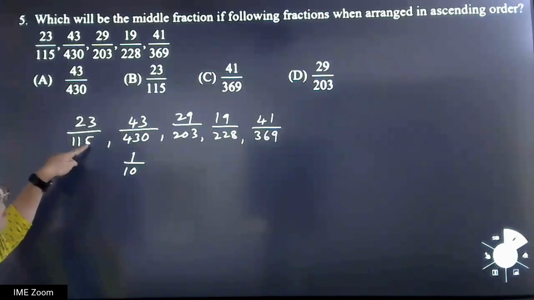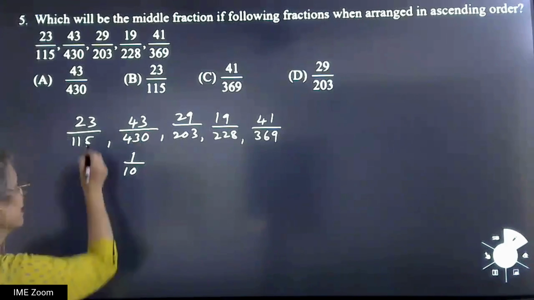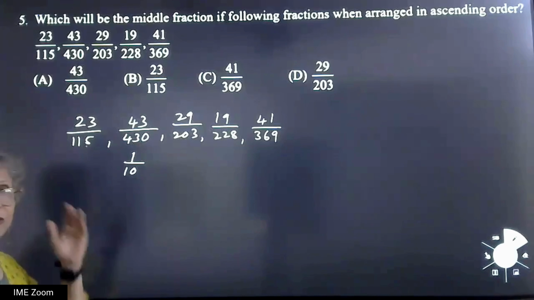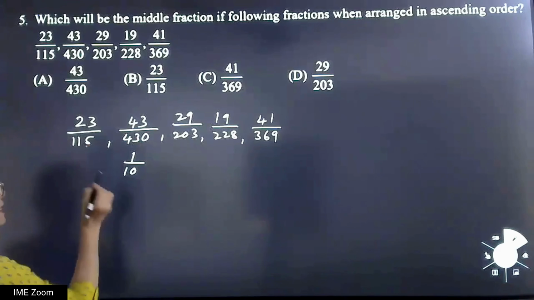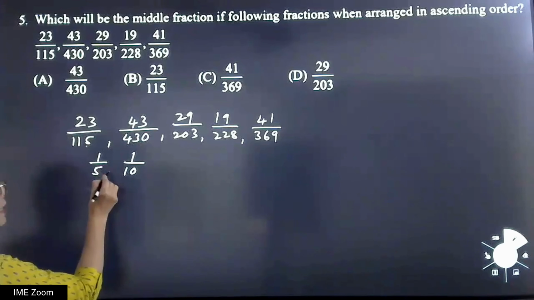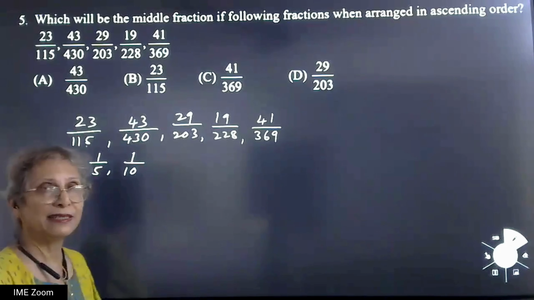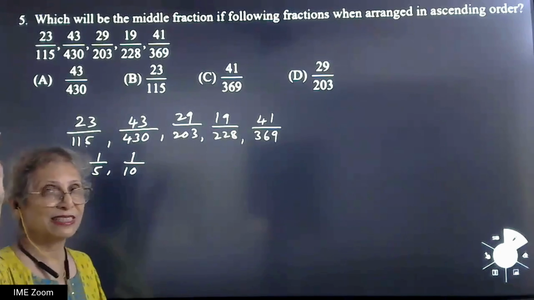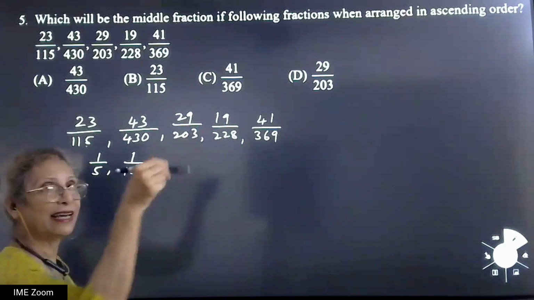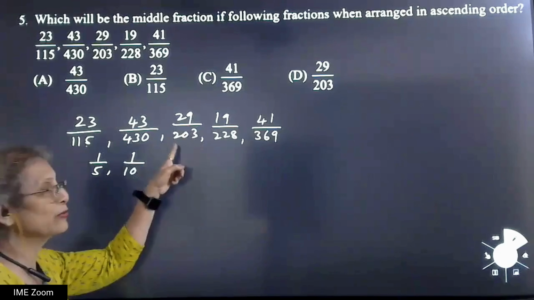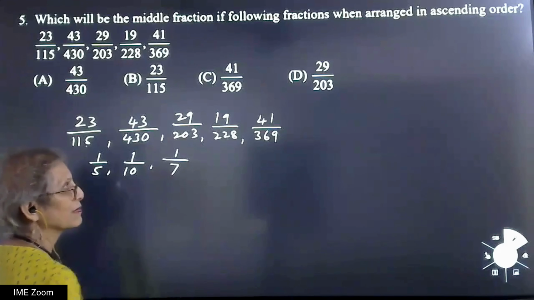Now here the unit place is 5. So in 3's table, 3 5s are 15. So try. In the rough you can do 23 5s are. If you know the tables, try to recall the table. 23 5s are. So this fraction becomes 1 upon 5. Then this one is slightly difficult. But the unit place is 3. 9 7s are 63. So try 7s are. 7 9s are 63. Carry over 6. 7 2s are 14 plus 6, 20. So this is 1 upon 7.